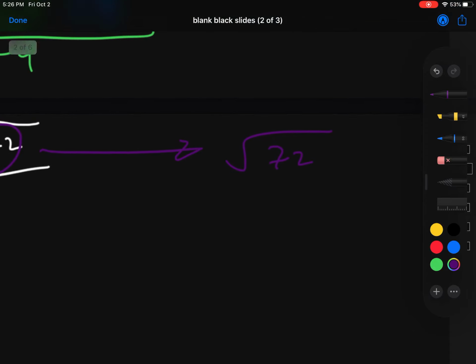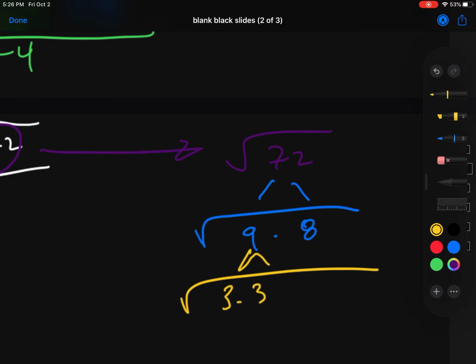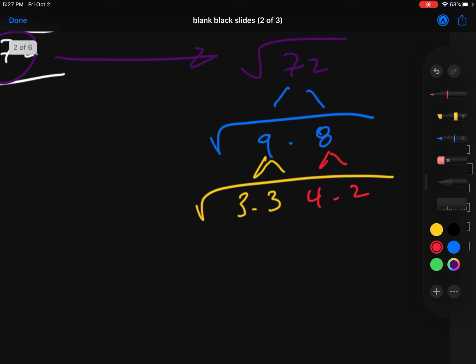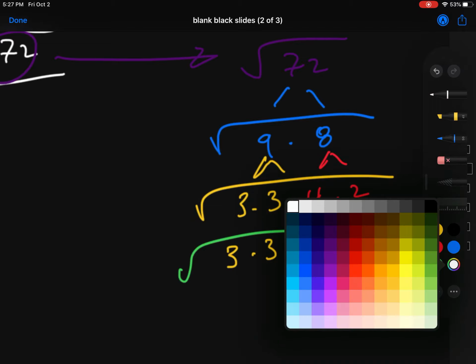Square root of 72, the factors are 9 times 8, and 9 is 3 times 3, and 8 is 4 times 2. And that means that the 3's stay there. The 2 stays there in red. And this 4 is 2 times 2. Remember, the index, this little number up here, is 2.